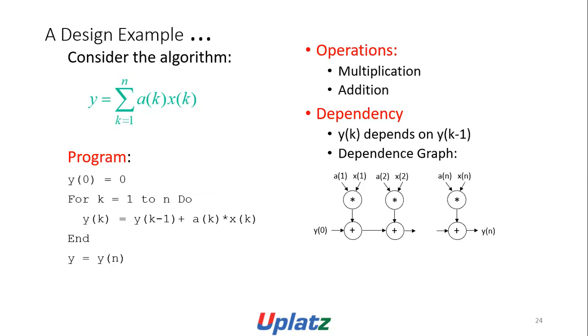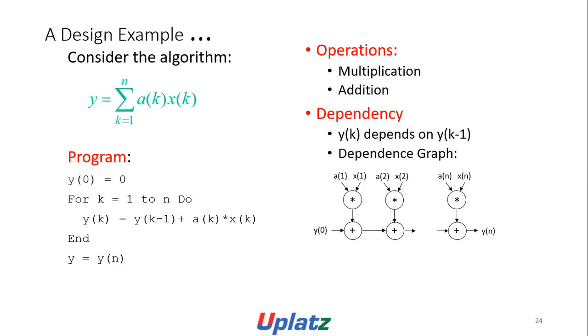A design example: consider the algorithm y equals the sum from k equals 1 to n of a_k x_k. Program: y equals 0; for k equals 1 to n, y of k equals y of k minus 1 plus a of k times x of k; end; y equals y of n. Operations: multiplication, addition. Dependency: y of k depends on y of k minus 1.